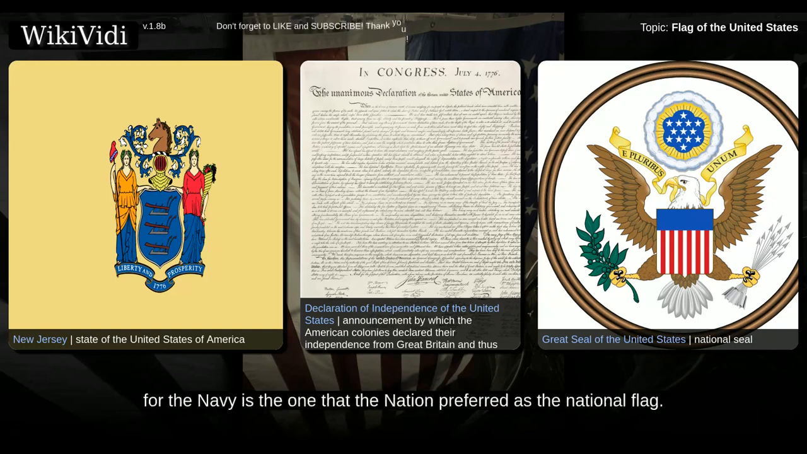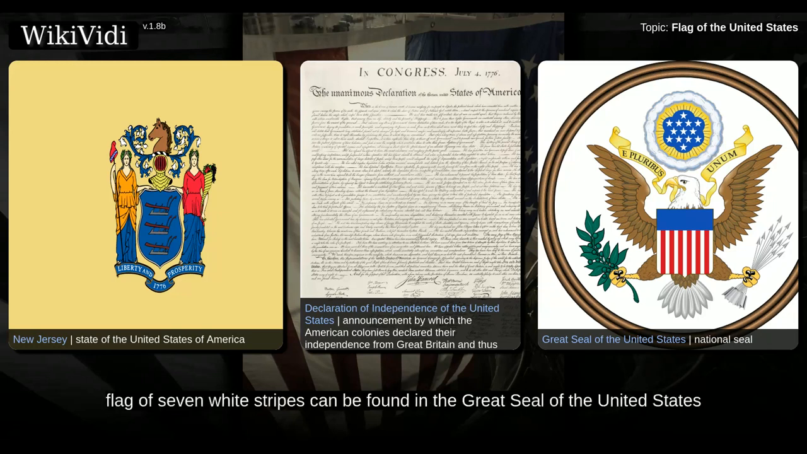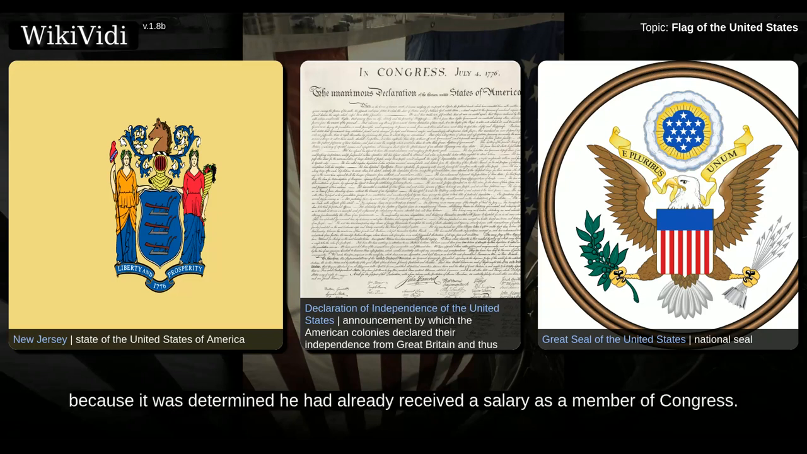Hopkinson's flag for the Navy is the one that the nation preferred as the national flag. Remnants of Hopkinson's U.S. flag of seven white stripes can be found in the Great Seal of the United States and the President's Seal. When Hopkinson was chairman of the Navy Board, his position was like that of today's Secretary of the Navy. The payment was not made, however, because it was determined he had already received a salary as a member of Congress.